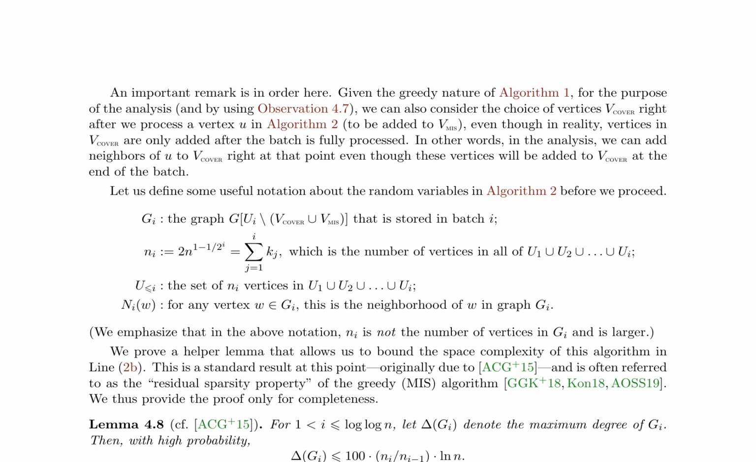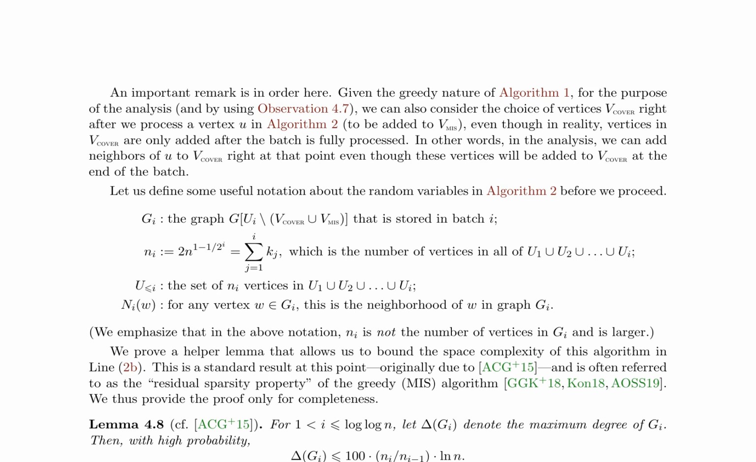Notation is introduced to describe the random variables in algorithm 2. Gi represents the graph G[U_i \ (V cover ∪ V MIS)], stored in batch i. Ni is the number of vertices in all of U_1 ∪ U_2 ∪ ... ∪ U_i. U_{≤i} is the set of Ni vertices in U_1 ∪ U_2 ∪ ... ∪ U_i, and N_i(w) is the neighborhood of vertex w in graph Gi.